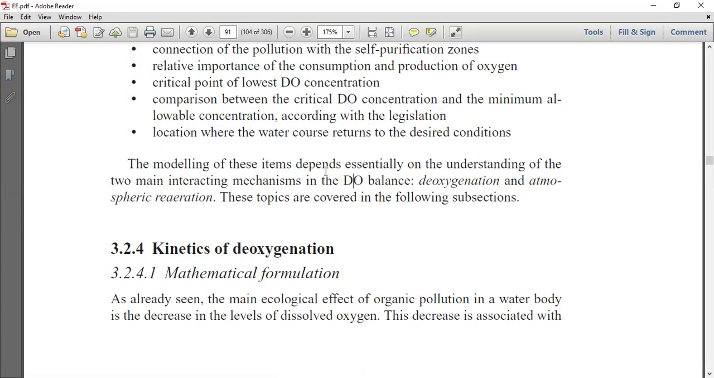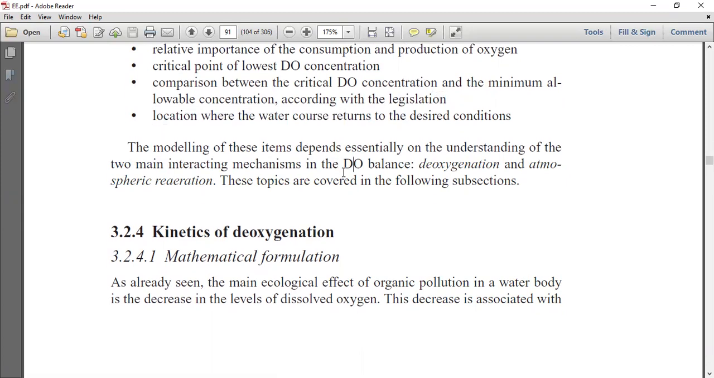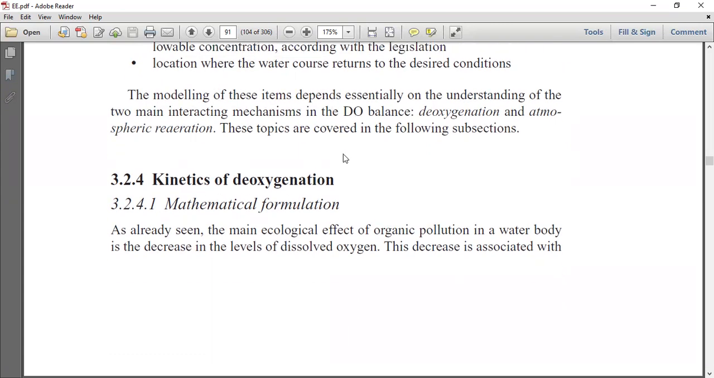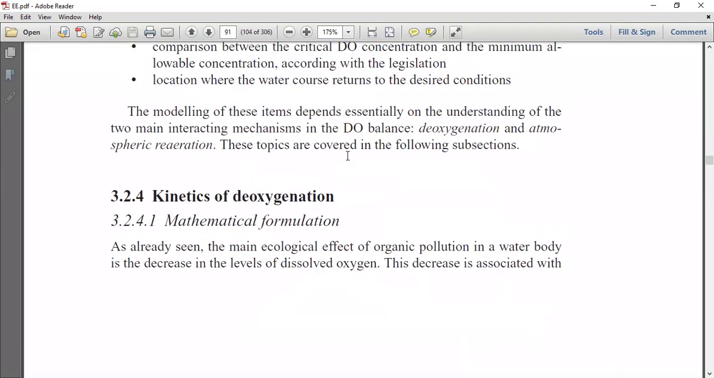The modeling of these items depends essentially on the understanding of the two main interacting mechanisms in the DO balance: deoxygenation and atmospheric re-aeration. This topic is covered in the following subsections. So the first is the kinetics of deoxygenation.